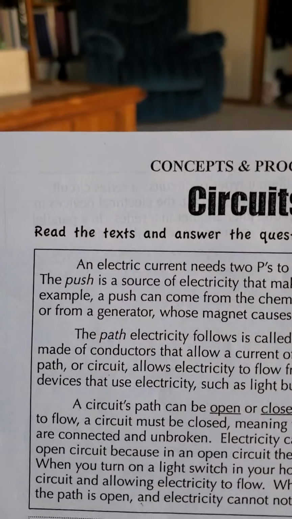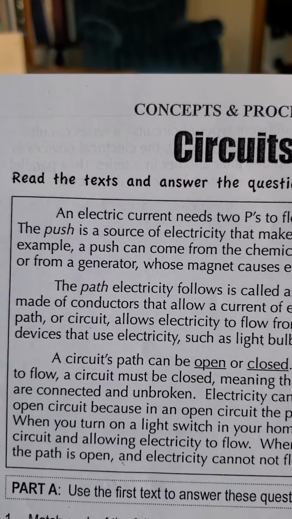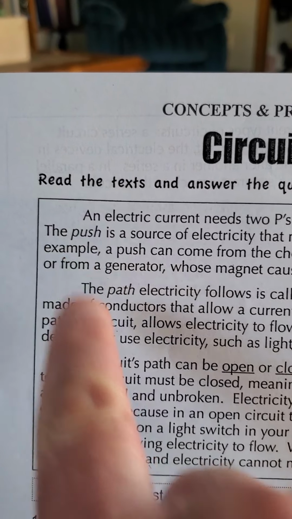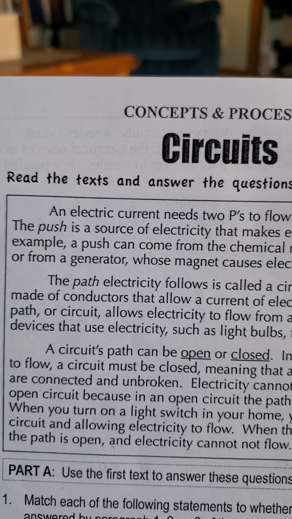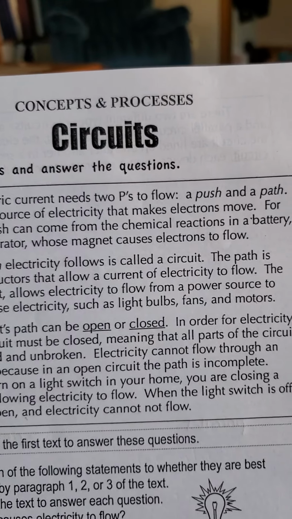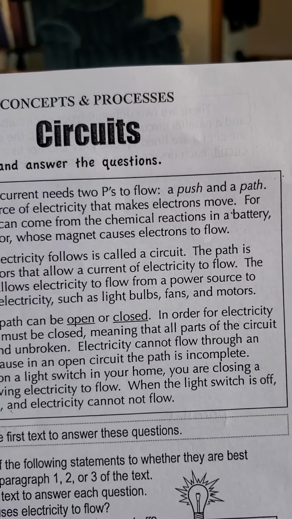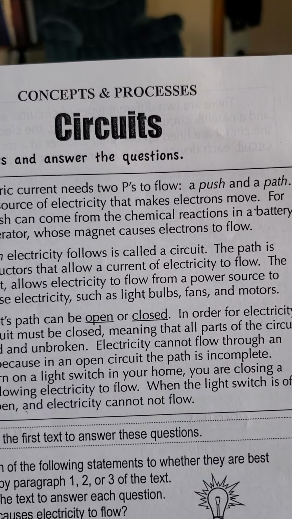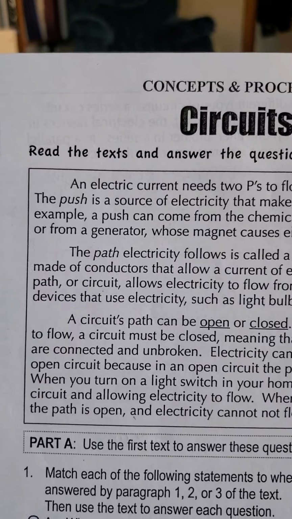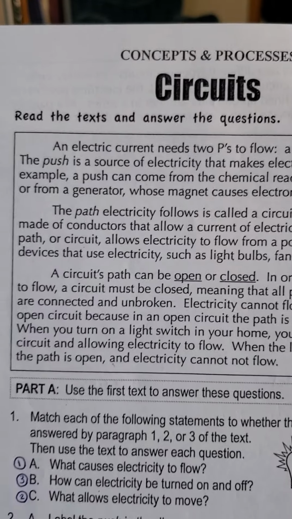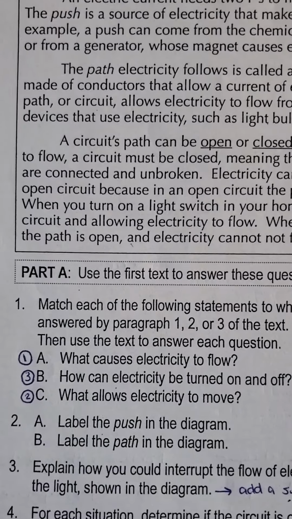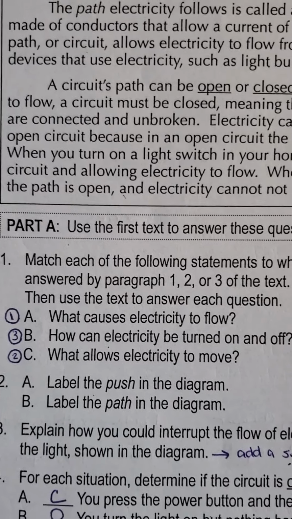If you go back up to paragraph 1, look at the second sentence here. It starts with a push right there. A push is a source of electricity that makes electrons move. That's what causes the electrons to flow. There is a push. There's a source of that energy. There we go.